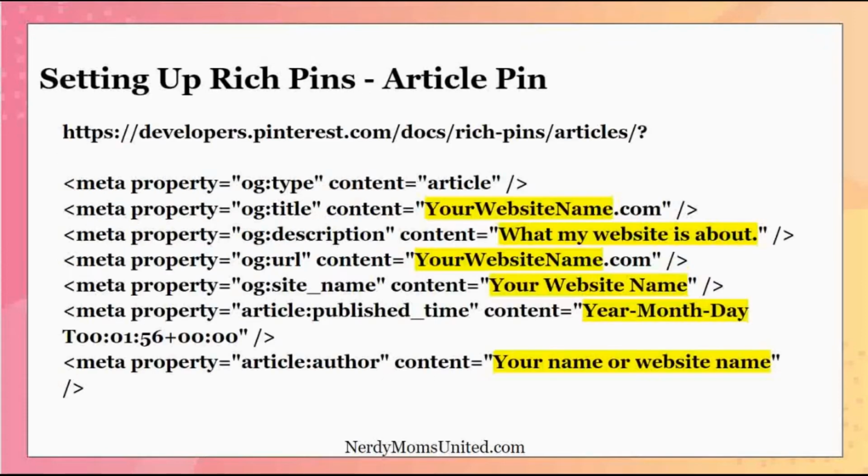Okay, there are three types of Pinterest rich pins. There's article, recipe, and product. This is the article rich pin meta tag, and you can get this information at https://developers.pinterest.com/docs/rich-pins/articles/. I have the address right here, right under the title.